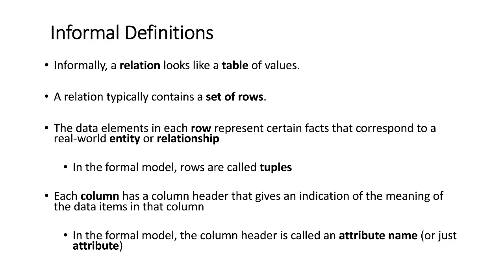In the formal model, rows are going to be called tuples. A column has a column header that gives an indication of the meaning of the data items in that column. In the formal model, the column header is called an attribute name, or just an attribute.